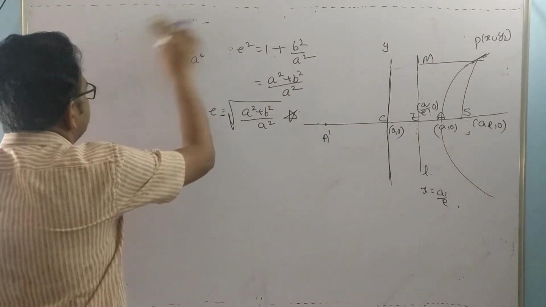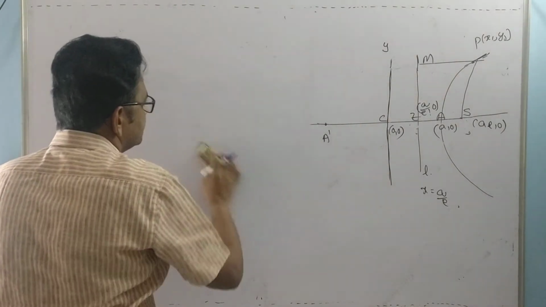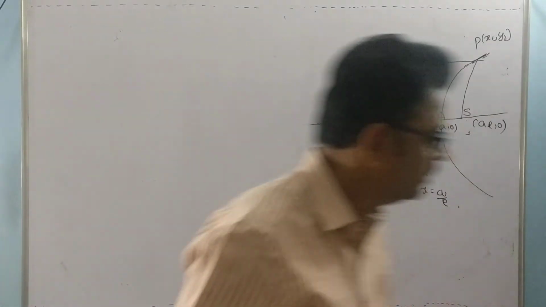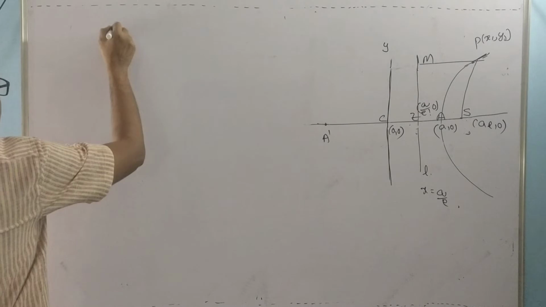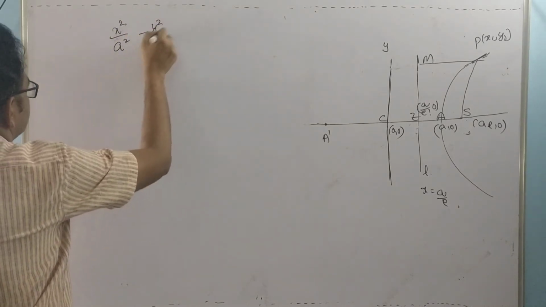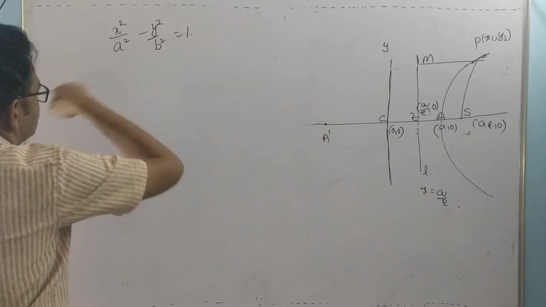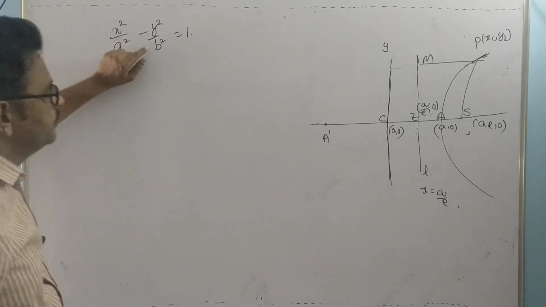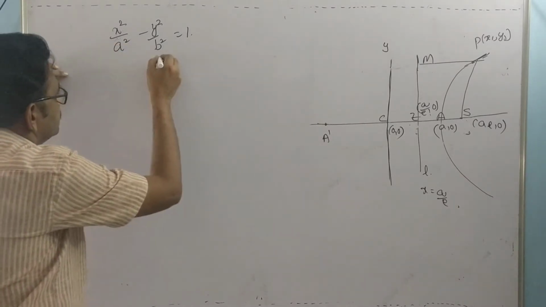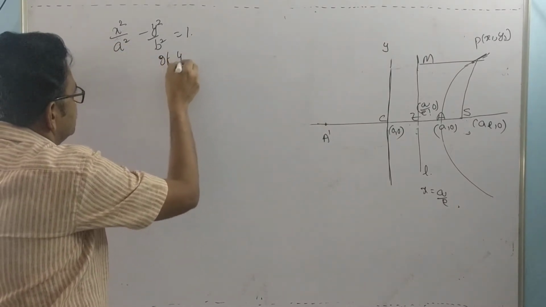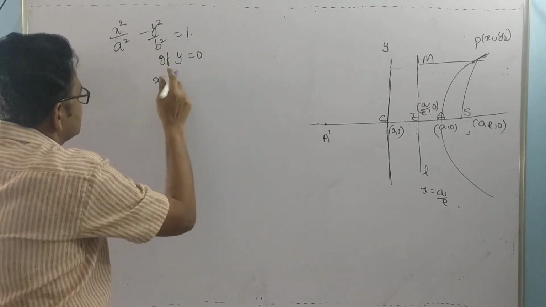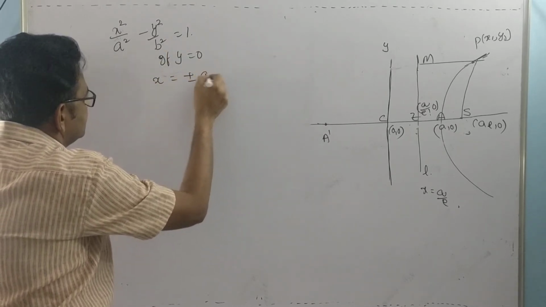So the standard form of the hyperbola is x square by a square minus y square by b square is equal to 1. See here, put y equal to 0. Then what is x square equal to? a square. So x equal to plus or minus a.